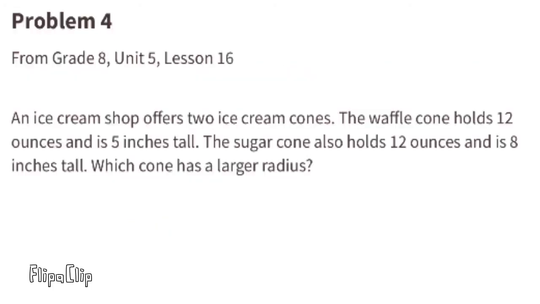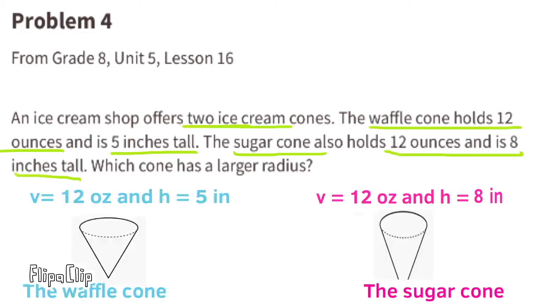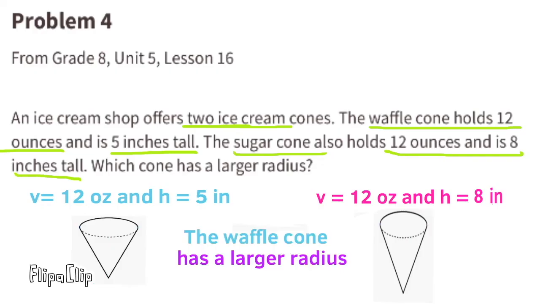Problem number 4 from 8th grade, Unit 5, Lesson 16. An ice cream shop offers 2 ice cream cones. The waffle cone holds 12 ounces and is 5 inches tall. The sugar cone also holds 12 ounces and is 8 inches tall. Which cone has a larger radius? The volume for both cones is 12 ounces. Since they both hold the same amount of ice cream, the shorter cone will have the larger radius. The taller cone will have the smaller radius. So the waffle cone has a larger radius.